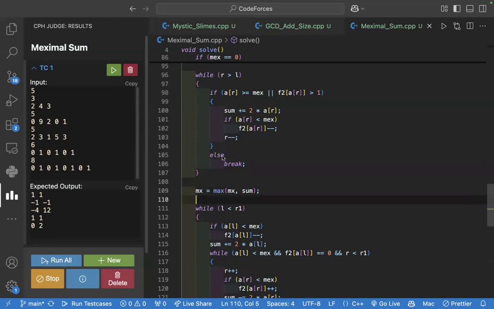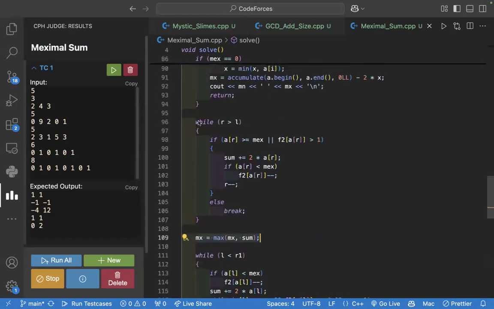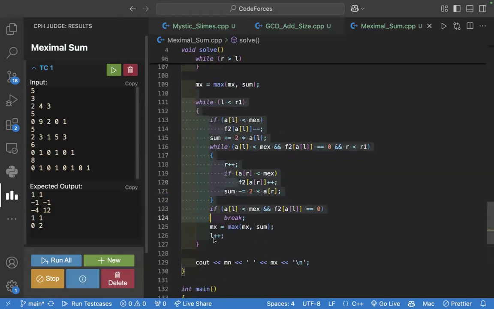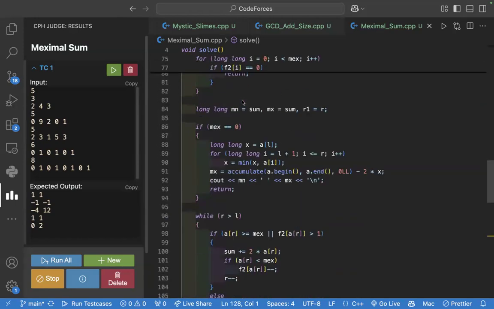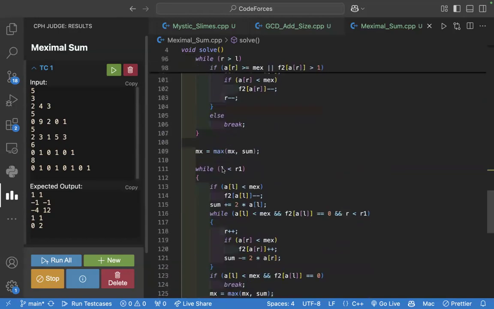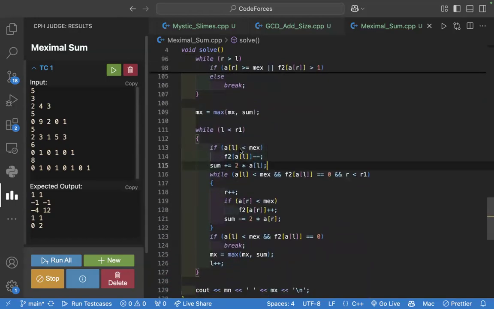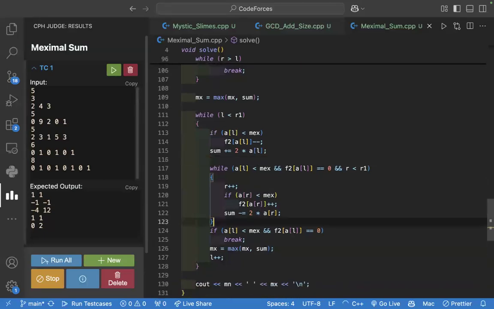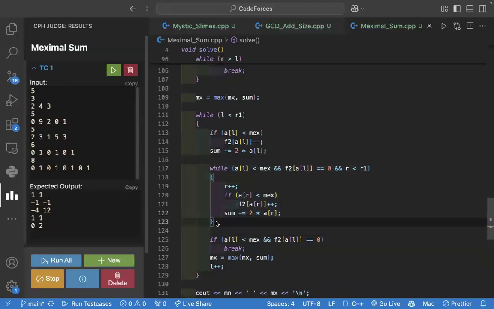Okay. Clear. Now I'll say mx equals mx plus sum, whatever that new sum has come up to. Now for this two-pointer idea, L is less than R1. R1 was the original R. While L is less than R1, now let's do something. If A of L is less than mx, decrement its frequency and increment the sum. And then when this has happened, let's run a while loop so that R also jumps more if this number was actually less than mx and I made its frequency 0. If I made its frequency 0, I need to increment my R until its frequency comes back to 1, because my middle portion should have this number.